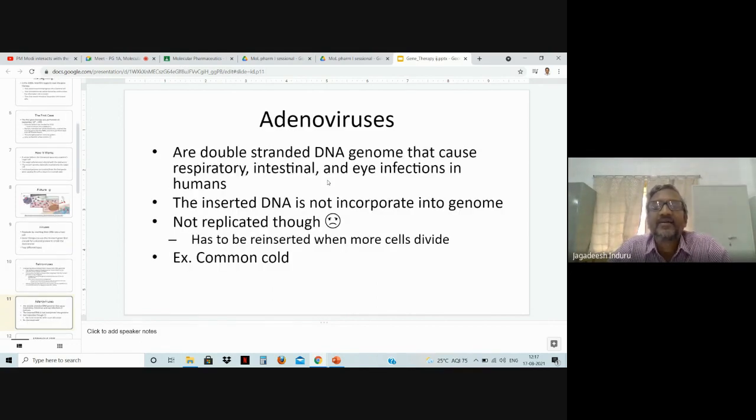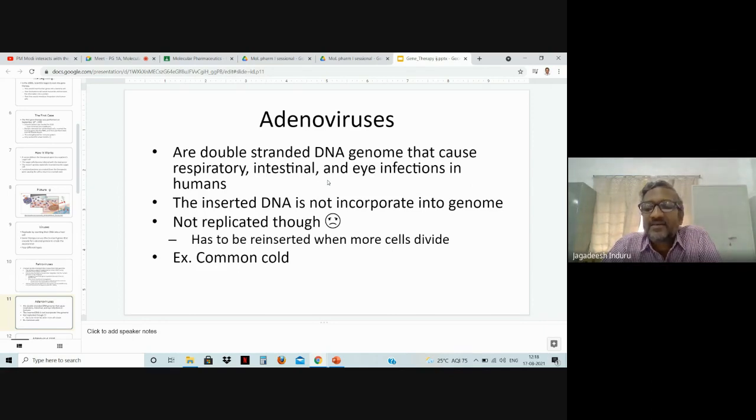The second part is the adenoviruses. They have a double-stranded DNA genome that causes, most of the time, respiratory, intestinal and eye infections in humans. So there we are going to use this particular carrier. The inserted DNA is not incorporated completely into the genome and is not replicated, but it is reinserted as more and more cells divide. Most of the time it is present in the common cold, and it is used as a vector for this.